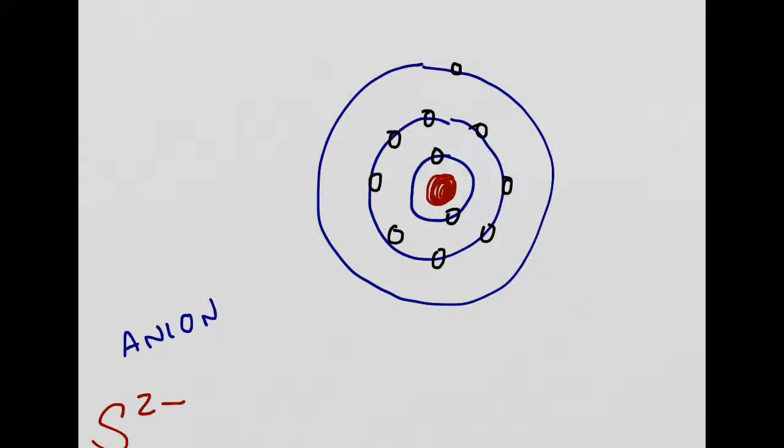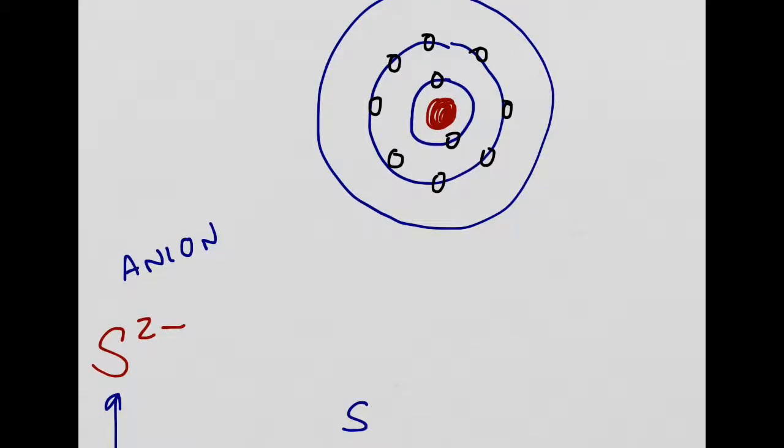Now, it could do one of 2 things. If it likes to have that outermost shell filled, it could either gain 7 electrons to have 8, or it could lose this 1 electron right here to then go back to having its outermost shell with 8. And obviously, it makes much more sense for us to lose that single electron in the 3rd principal quantum number.